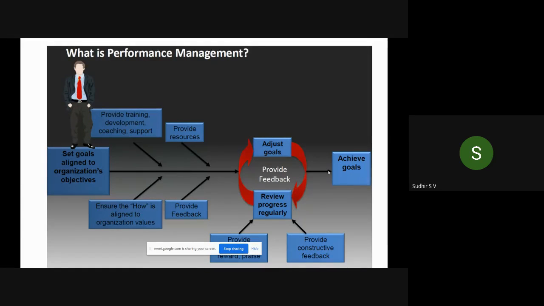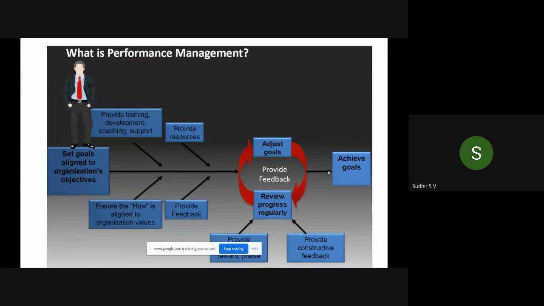Ensure that the how is aligned to organizational values. Say, for example, people can say, you have to complete this work. For completing this work, this particular person has to do it by himself. He cannot give the subcontractor work to another person. That is against the organizational values. So that is where the how is aligned to organizational values. If your organization believes you cannot pay a bribe, the how part of it, how to achieve these objectives, will always include that you should not pay a bribe. So that's what I mean by aligned to organizational values.